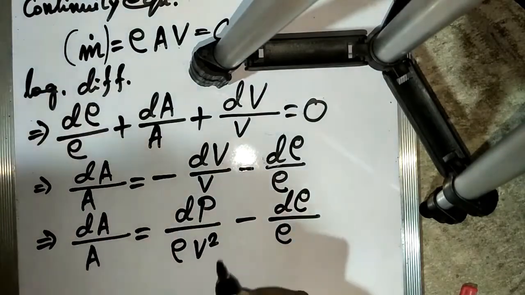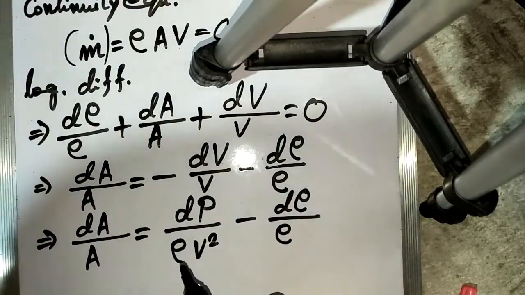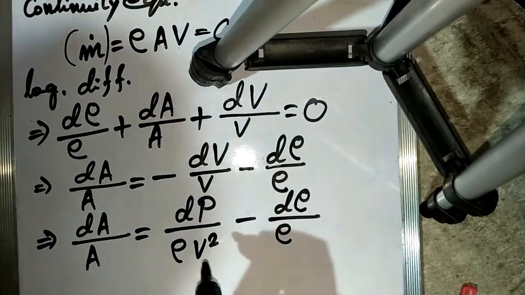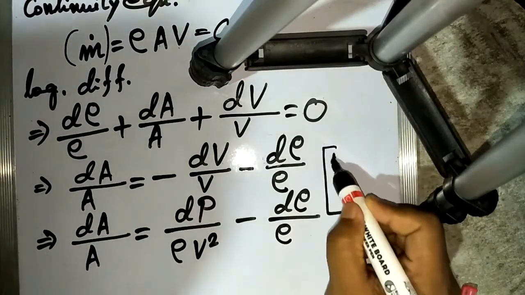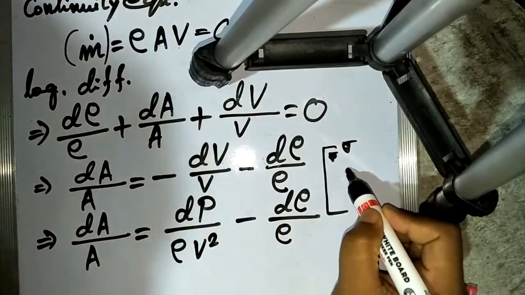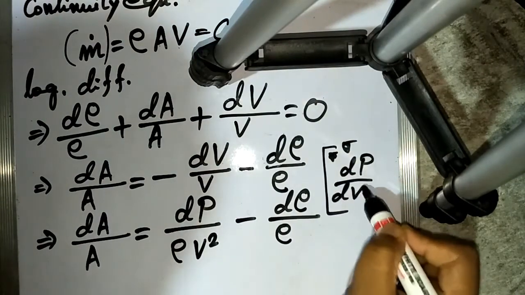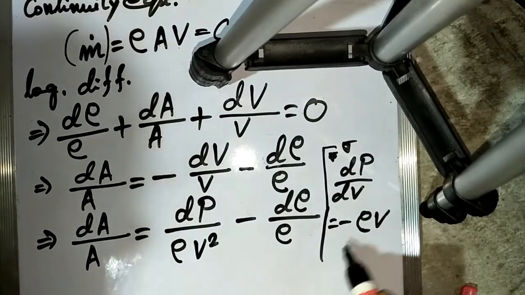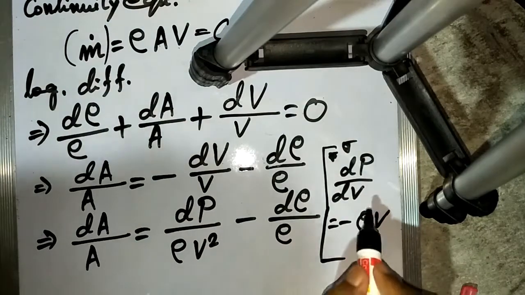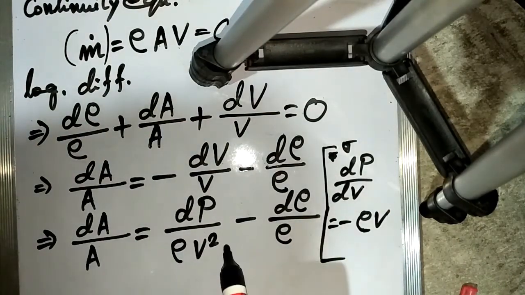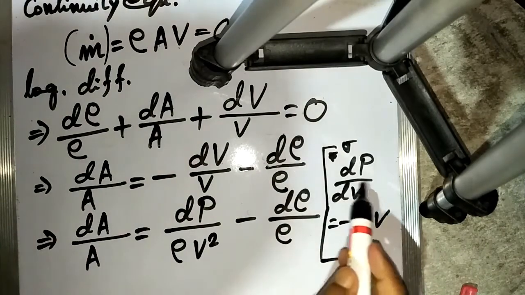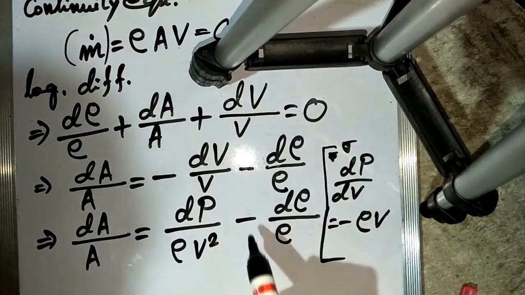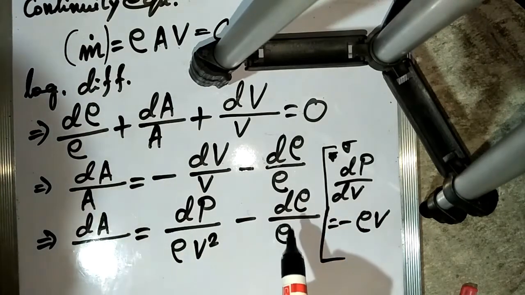Okay, so this comes from the previous equation that we have already derived, that is dP by dV is equal to minus rho V. So from this equation, by substituting the value of dV, we get dP by rho V square minus d rho by rho.